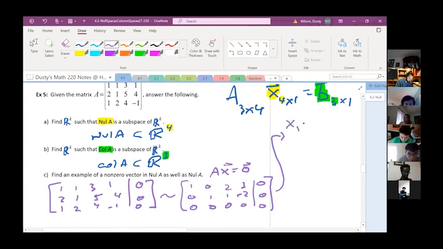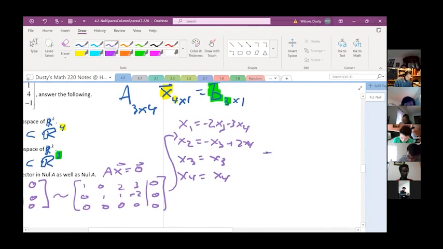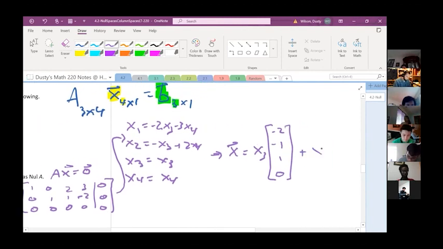So we get that x1 equals negative 2x3 minus 3x4, x2 equals negative x3 plus 2x4, x3 is x3, x4 is x4, where you get x equals x3 times negative 2, negative 1, 1, 0. Something like that.